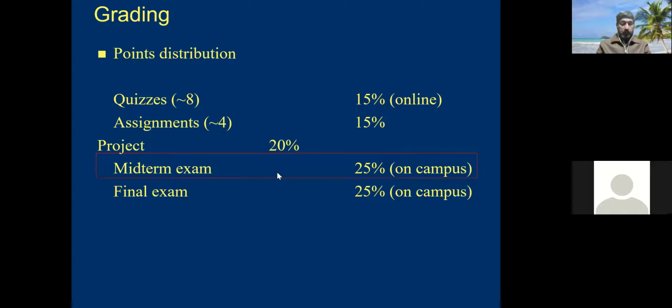The mid and the final exams I have decided to be held on campus. This was a decision that was made in the school yesterday. We are allowed to have exams on campus, even if the lectures are online. So mid would be 25%, final would be 25%, and they would most likely be on campus. Of course, if there are other unforeseen circumstances, they might be moved online as well because of the pandemic.